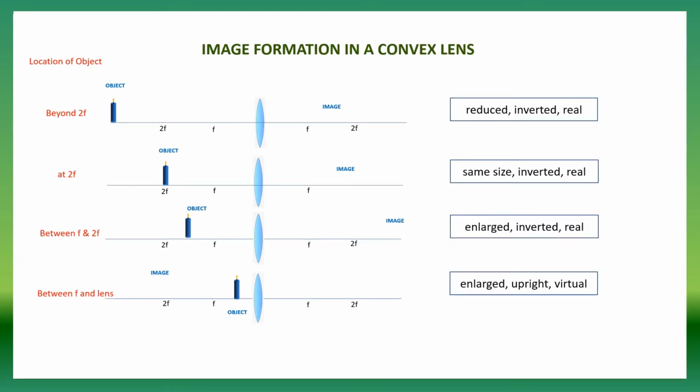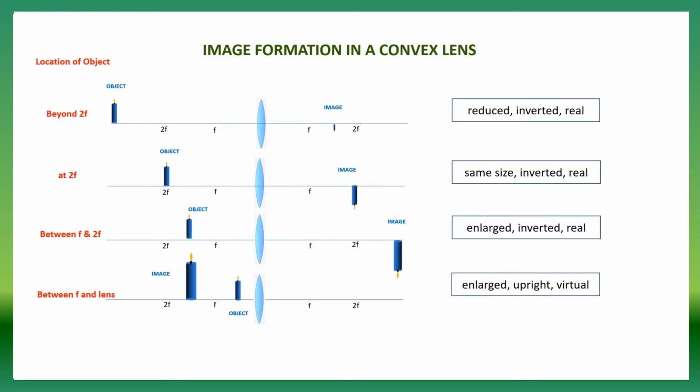Now, based from your observation, how is the size of the image related to the object distance? Very good answer. As the object distance decreases, the size of the image increases. Or, as you move the candle towards the lens, its image becomes bigger. And how is the object distance related to the image distance? Yes, as the object distance decreases, the image distance increases.